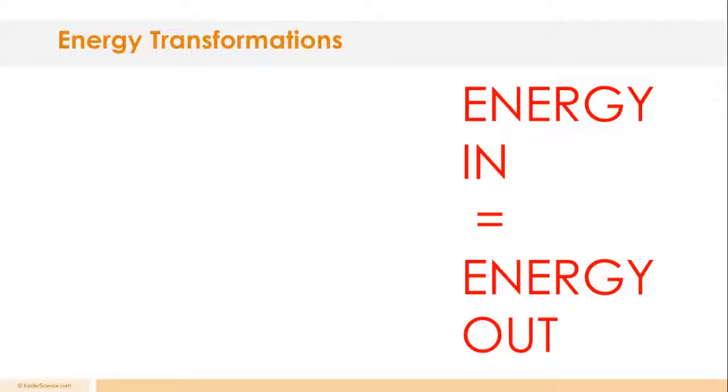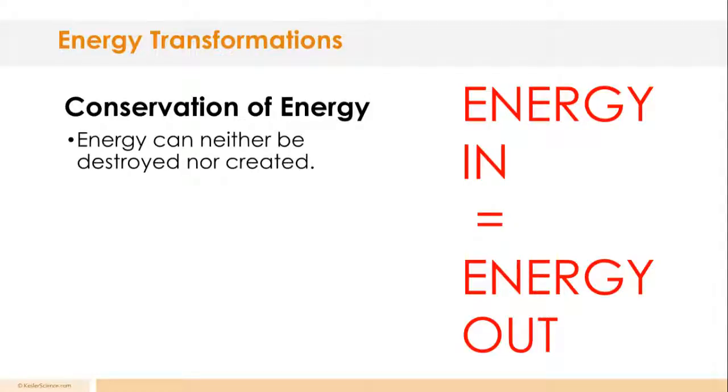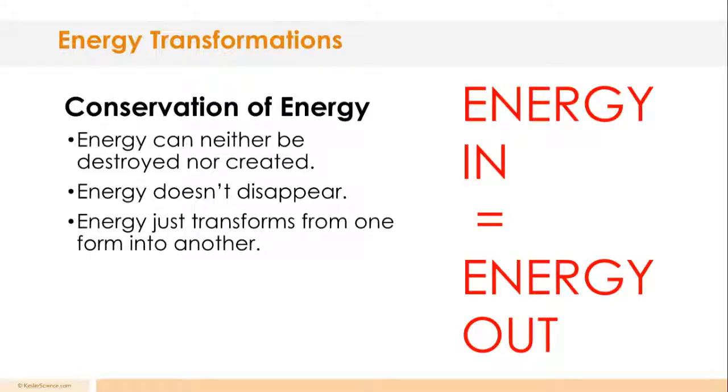And when we talk about these, we need to remember that energy in equals energy out. We call that the conservation of energy. It means that energy can neither be destroyed nor created. And so sometimes we think of energy being used up. Well, it's not really being used up, it's just transferring from one type to another. Energy doesn't just disappear, it just transfers from one type to another type of energy.